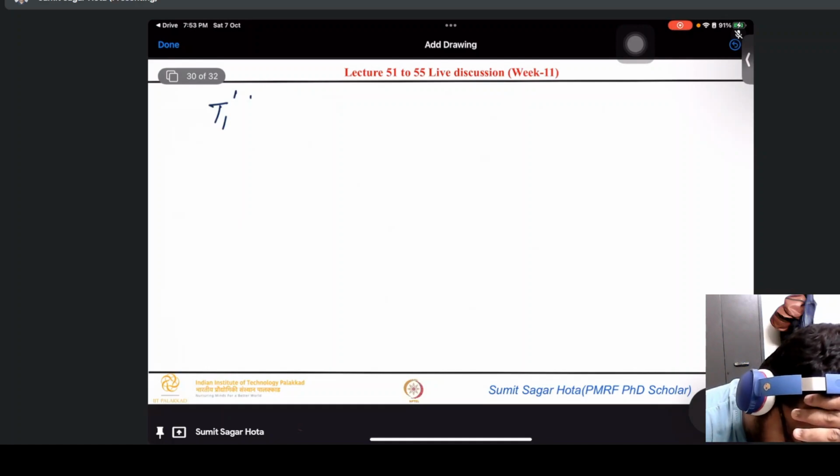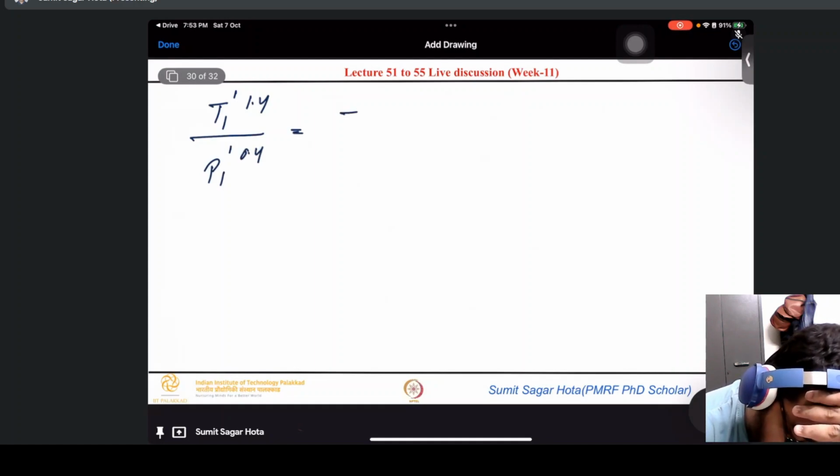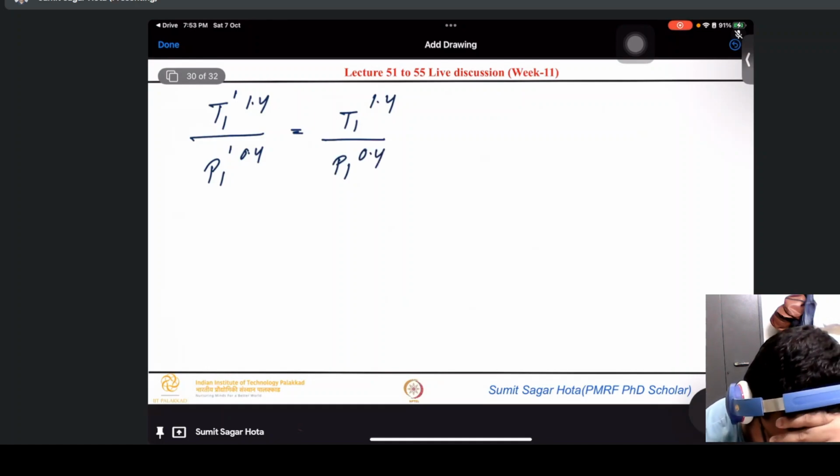T1 dash divided by 1.4, P1 dash divided by 0.4 is equal to T1 by 1.4, P1 by 0.4. You see here T2 dash and T2, and here T1 dash and T1 are different. You should note this thing.